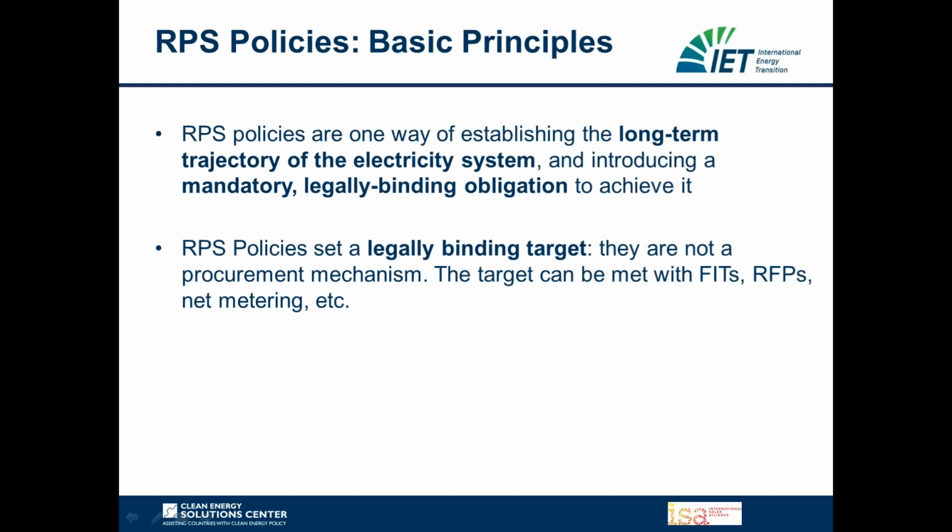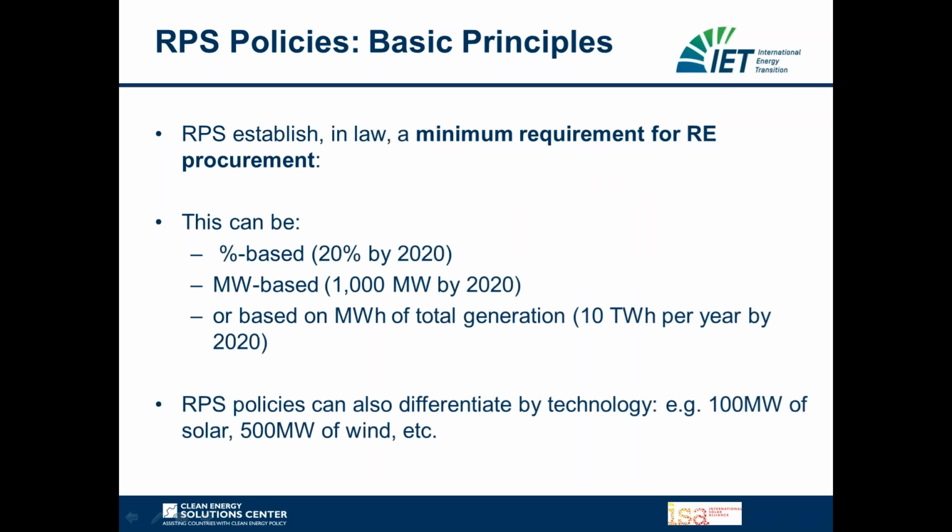So these targets can be implemented without any link to a specific support mechanism. However, renewable portfolio standards are somehow a variation of standard target setting. They also establish long-term trajectories for the electricity systems. They're normally mandatory and legally binding targets, and they define how the power sector will develop in the next decades. This can be defined as a percentage of the overall electricity demand, or as a total amount of installed capacity by a certain date, or a total amount of electricity generated by a certain date.